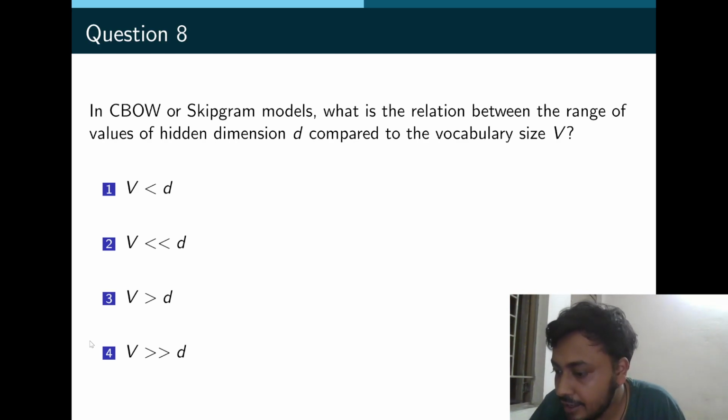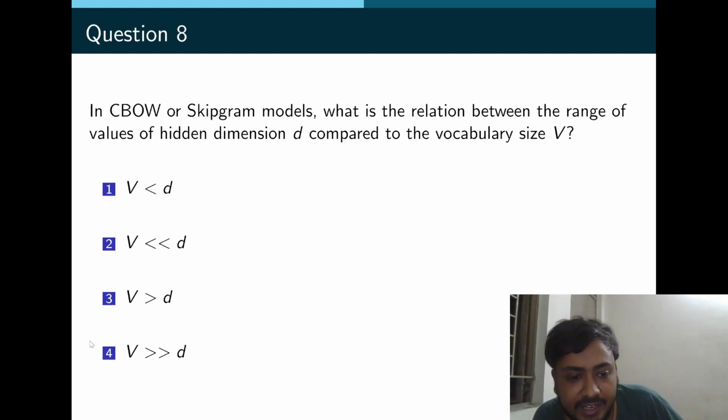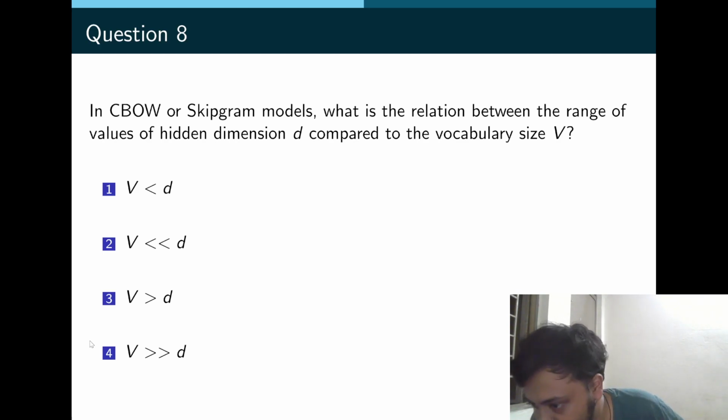Yeah, we can hear you. My question is that if we have a very large vocabulary, say 1 lakh words, how is it possible that we are representing those 1 lakh words with vectors of dimension only 100?